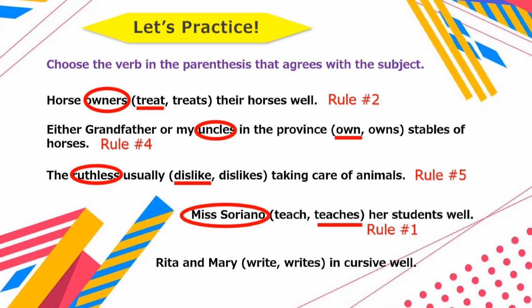Let's have the last example. Rita and Mary writes in cursive well. What do you think is the answer? We are going to underline write. That is because Rita and Mary is joined by and, so this is a compound subject and that is going to take the plural form of the verb as stated in rule number 3.